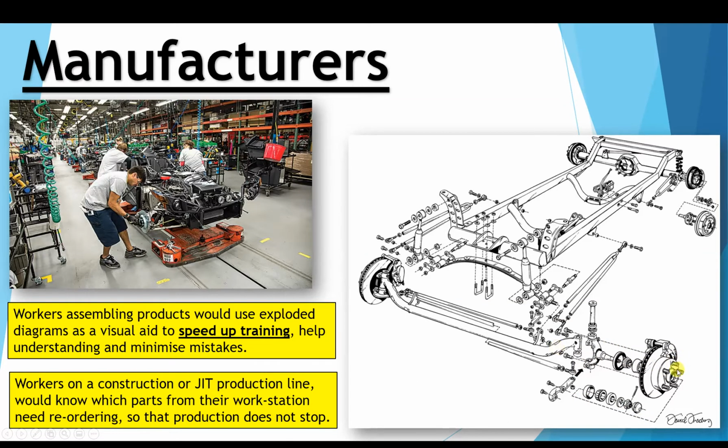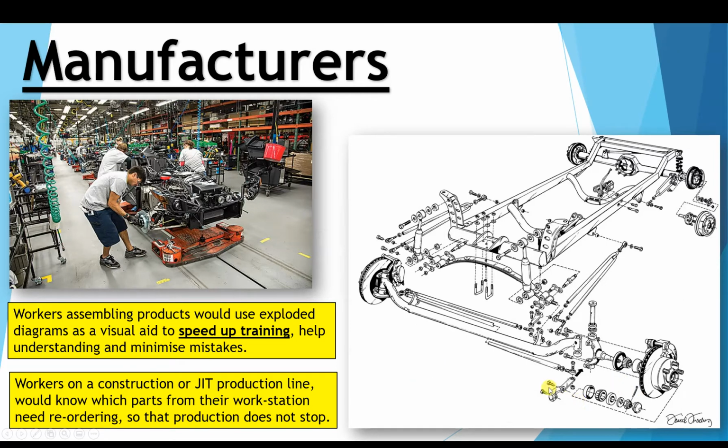You'd train them more easily. They could check up on their own work more easily because they don't have to just remember it all. It's very clear. And of course, you'd have fewer mistakes. Now, workers in a construction or JIT, just-in-time production line, would know which parts from their workstation need reordering so that production does not stop. Now, just-in-time production literally means you don't make it in advance, you make it to order, which means you need to have all of your spare parts.